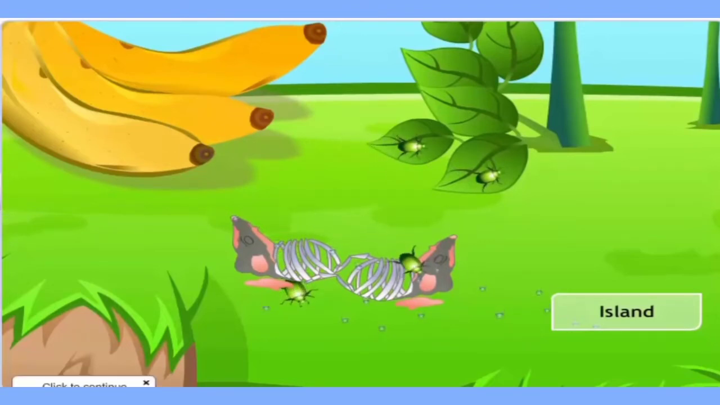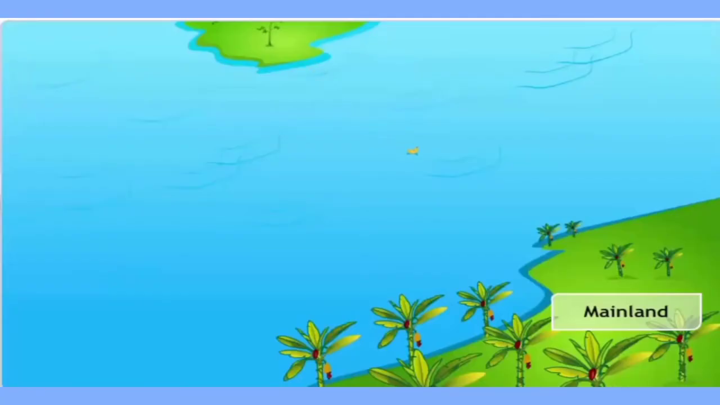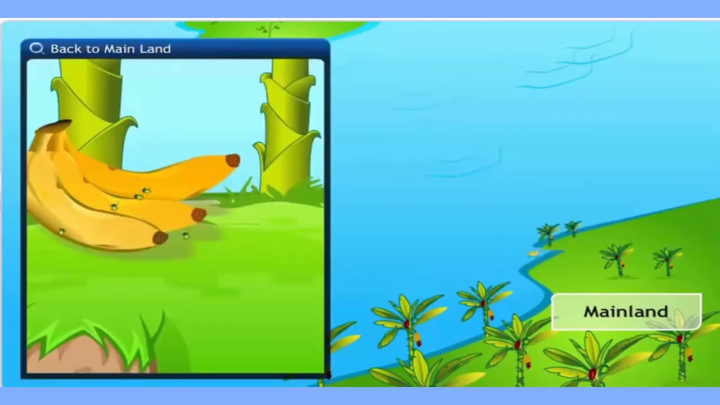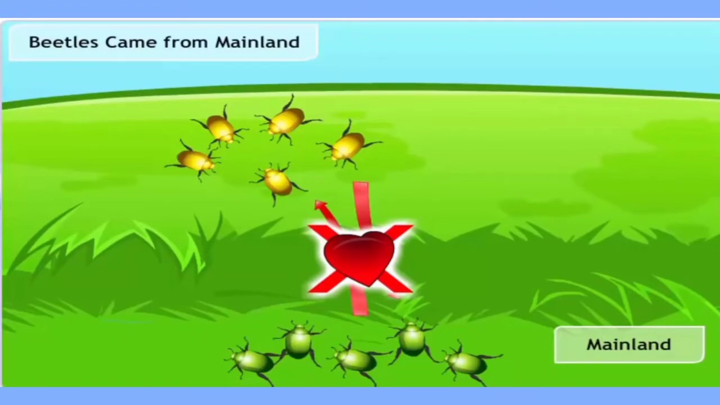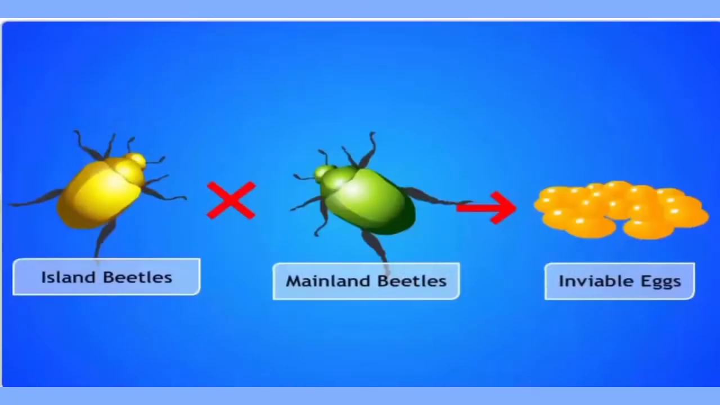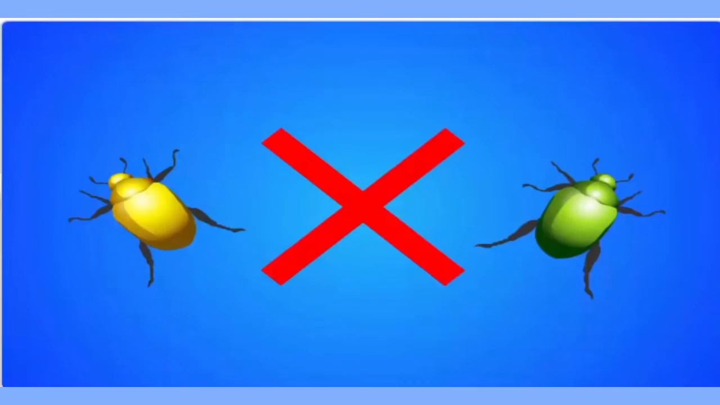In case another storm occurs, the beetles from the island may get washed back to the mainland. However, the beetles will not breed with the mainland beetles any longer since they evolved different behavioral characteristics by now. The few that do mate with the mainland beetles produce inviable eggs because of the genetic differences between the two populations. The lineage has split now. Genes cannot flow between the populations anymore. This process is referred to as speciation.